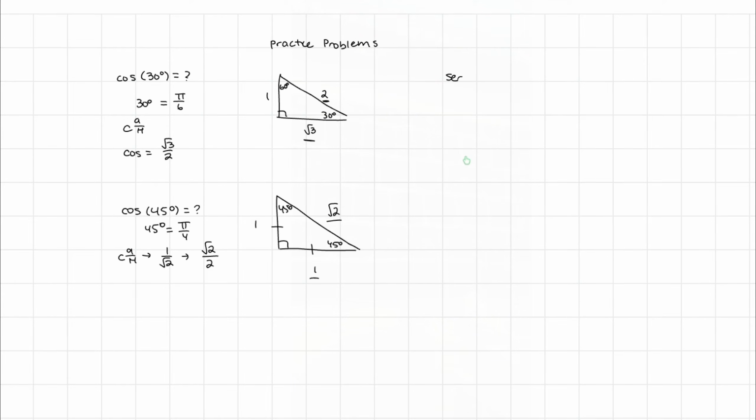What if we had secant of 30 degrees? We know secant is the reciprocal of cosine theta. And we know cosine theta was radical 3 over 2. So therefore it would be 2 over radical 3, or 2 radical 3 over 3.